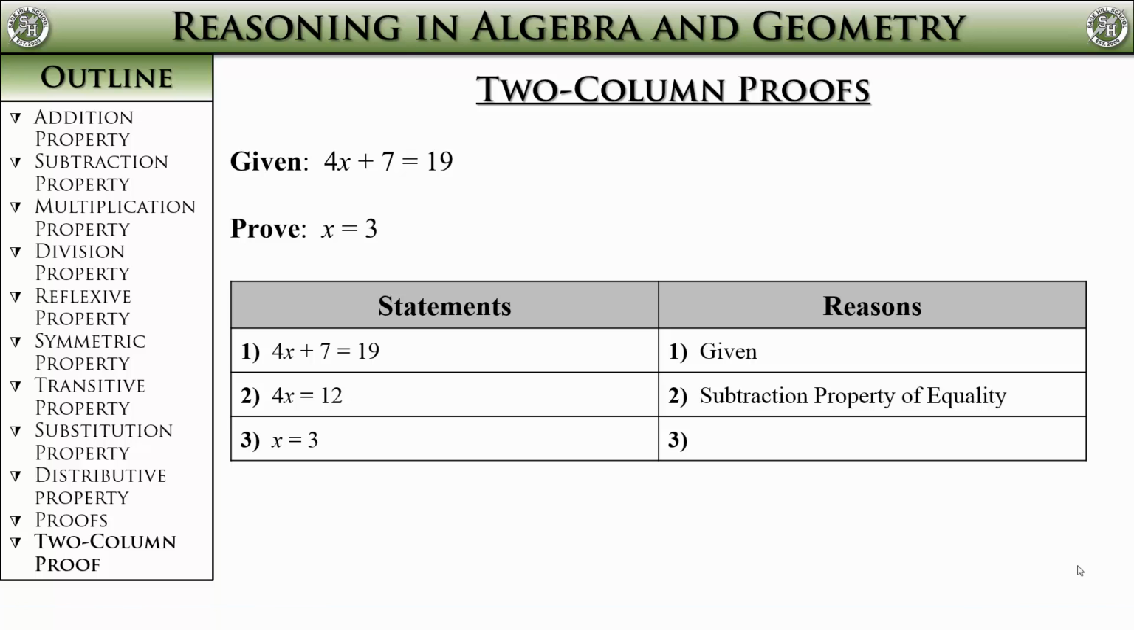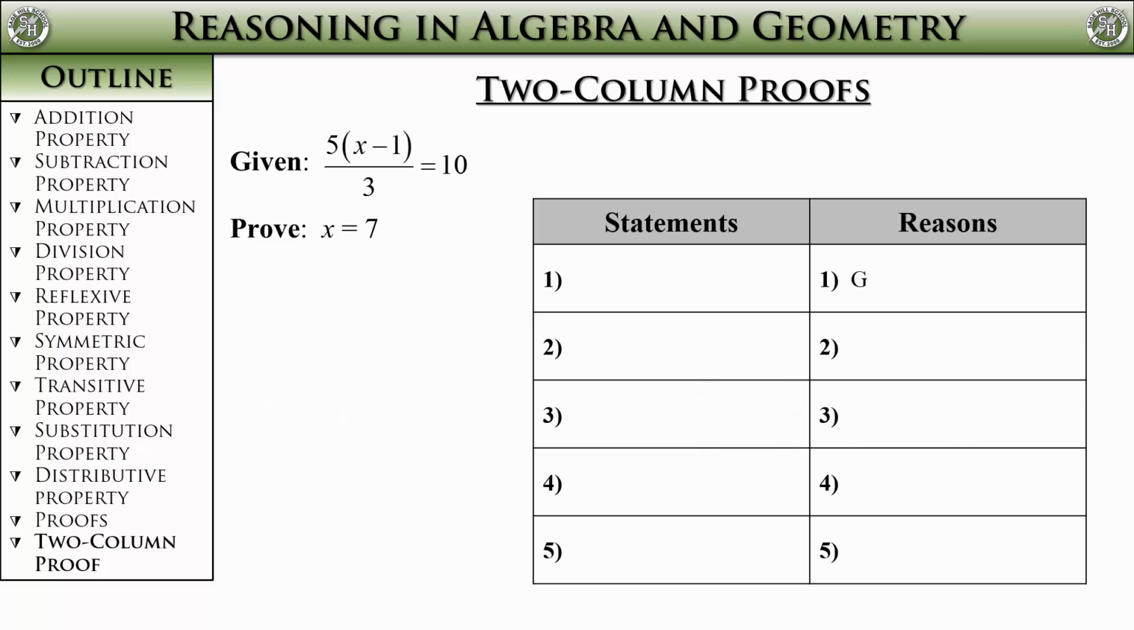We already have the next statement as x equals 3. The question is why? Why are you allowed to go from 4x equals 12 to x equals 3? If you were solving this on your own, how would you have gotten to that final answer? Hopefully, you would have divided both sides of the equation by 4. So, what property, definition, postulate, theorem says that it's okay to divide an equation by the same number as long as that number isn't 0? The division property of equality. And there you go. Your first proof is done. That wasn't so hard, was it?